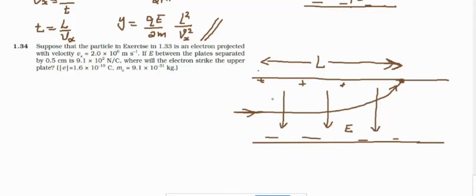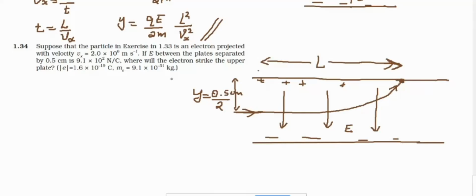And so what is the value of y deflection? This is the value of y deflection along y-axis when it strikes the plate. So you can take now y is equal to 0.5 centimeter divided by 2, assuming the particle is projected along the center line of these two plates. So you will get the value of y as 0.25 centimeter.